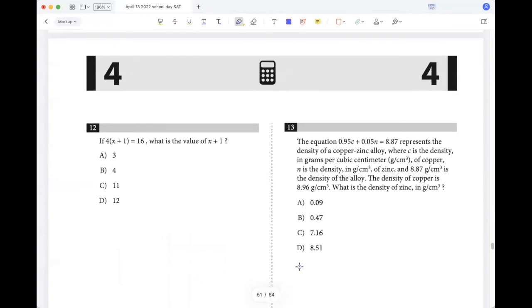If 4 times (x + 1) is 16, what is the value of x + 1? 16 by 4, which is 4.